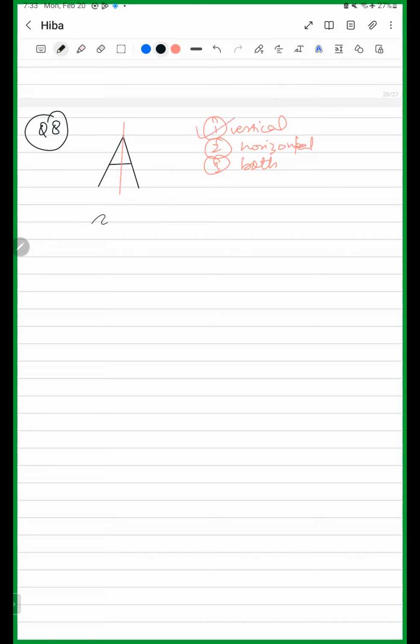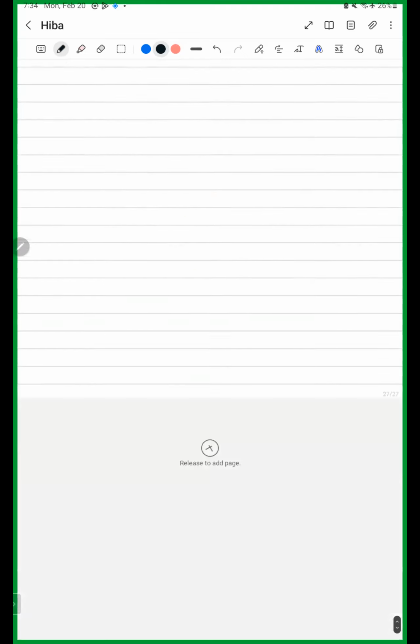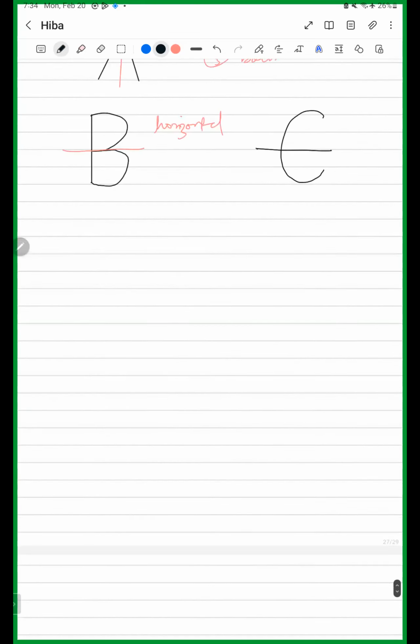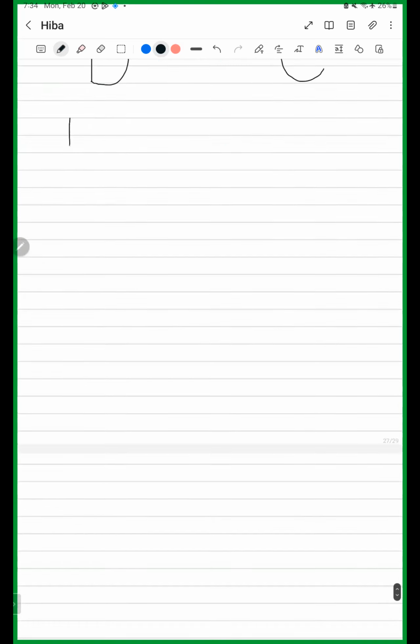B is horizontal. Very good. C is also horizontal. So B has horizontal. C is also horizontal. What about D? Horizontal. Very good. D is also horizontal. Are you noting this down? Yes. Good. So D is also horizontal. E?